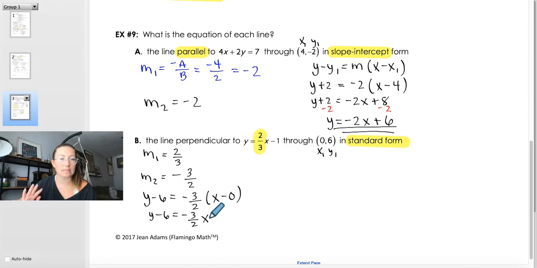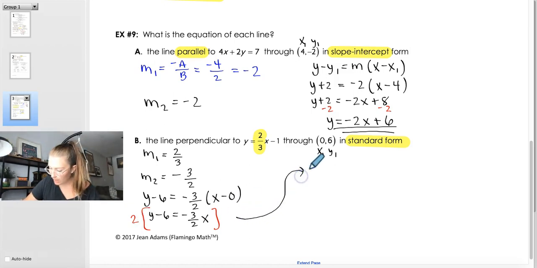Again, standard form is ax plus by equals c. A needs to be positive, and there can be no fractions. So let's get rid of the fractions. Multiply by your common denominator of everything. My common denominator between 1, 1, and 2 would be 2. So we're going to multiply everything by 2. Okay, so I'm going to get 2y minus 12 equals, and this 2 and this 2 will end up canceling each other out, so I have -3x.